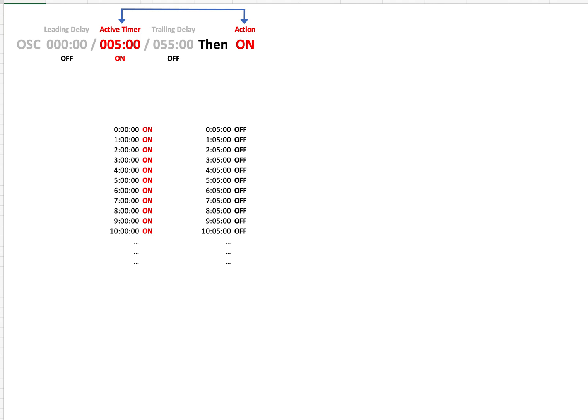The action taken during the active timer is dictated by telling OSC to use on or off at the end of the command after the word then. So in this example, it's on during the active timer for 5 minutes and off for 55 minutes each hour.